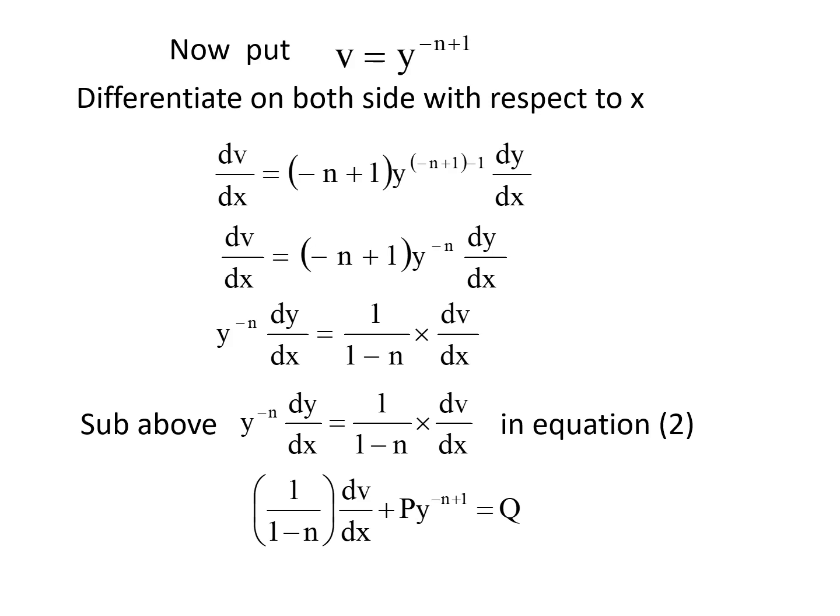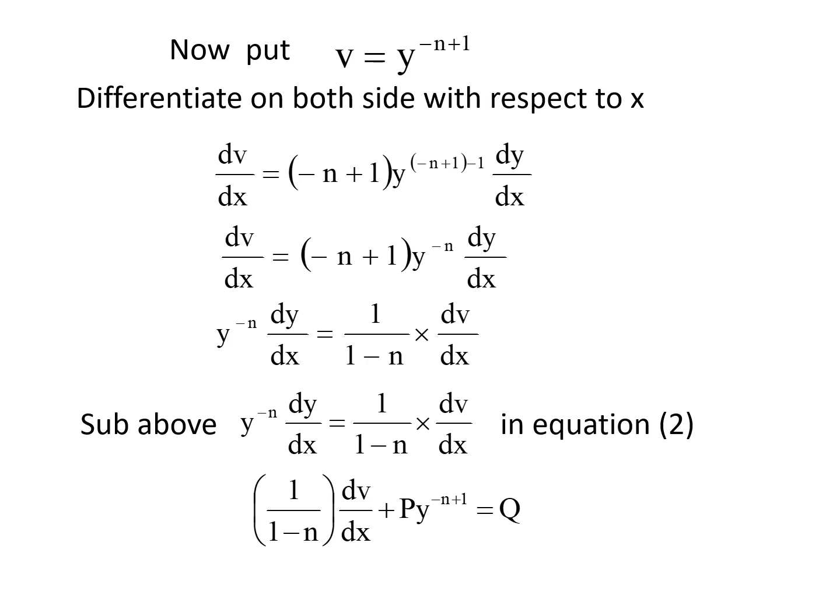Move on to the next line. dv by dx is equal to minus n plus 1 into, here plus 1 minus 1 get cancelled, leftover part is y to the power of minus n into dy by dx. Move on to the next line.